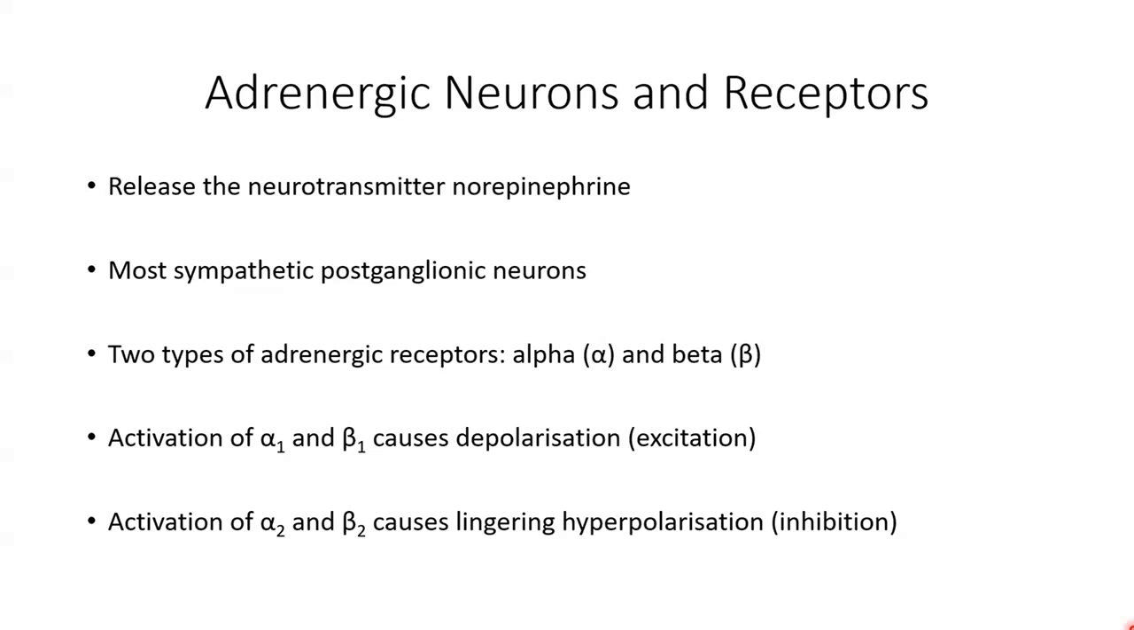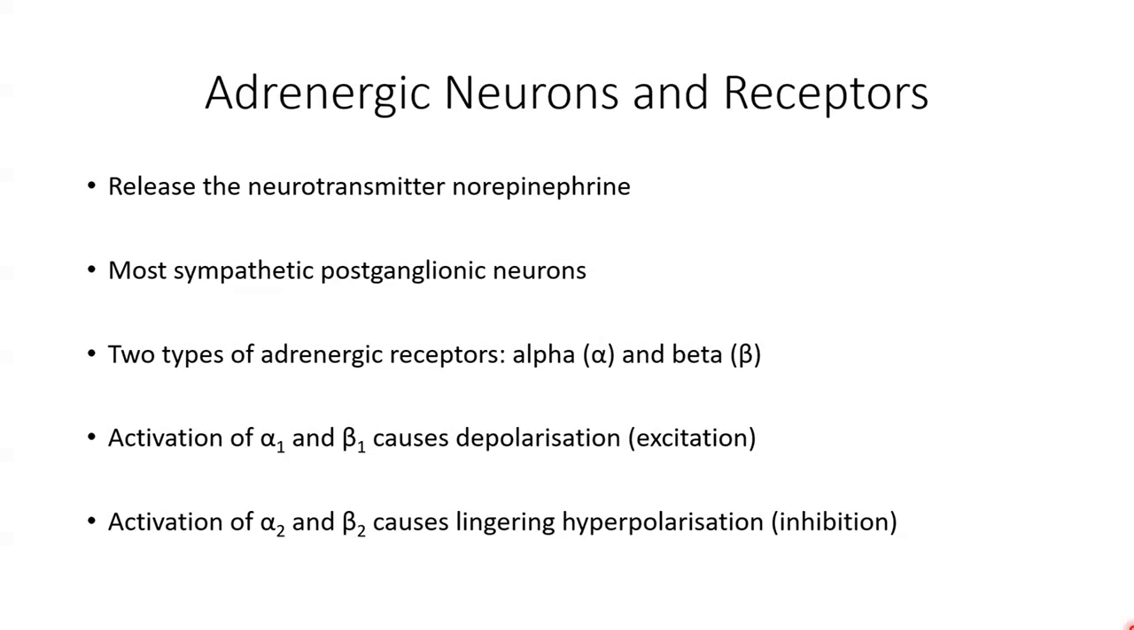Adrenergic receptors bind both norepinephrine and epinephrine, or noradrenaline and adrenaline. And that norepinephrine can be released either as a neurotransmitter, so by the sympathetic postganglionic neurons, or it can actually be released as a hormone into the blood by those chromaffin cells of the adrenal medulla. So we can release it in two different ways, but it will bind in the same manner to those receptors.